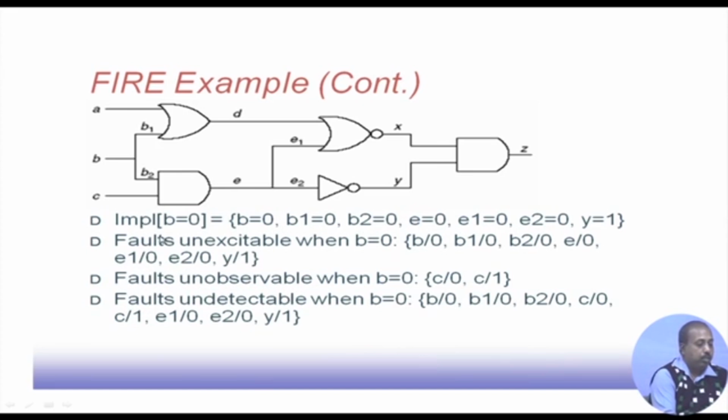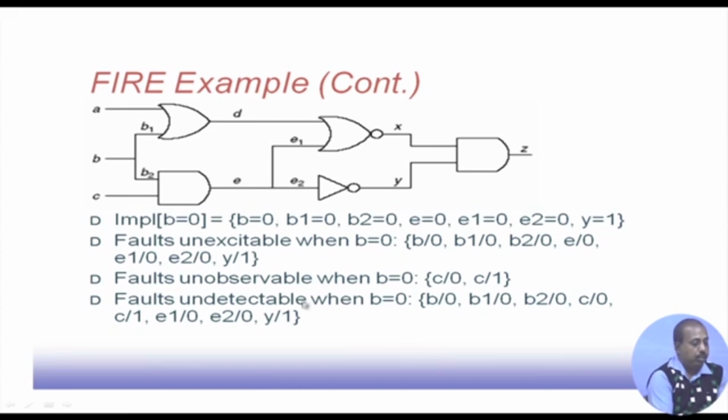Now, if we consider the other case, that is B equal to 0. This is the implication of B equal to 0, B1 equal to 0, etc. Faults which are unexcitable when B equal to 0 come from this implication set. Then, faults that are unobservable when B equal to 0: if we propagate through the circuit, we will find that C equal to 0, and C stuck at 0 and C stuck at 1 are the two faults that cannot be observed when B is equal to 0. If you take the union of these two sets, you find the faults which are undetectable when B equal to 0. So, this is the set.